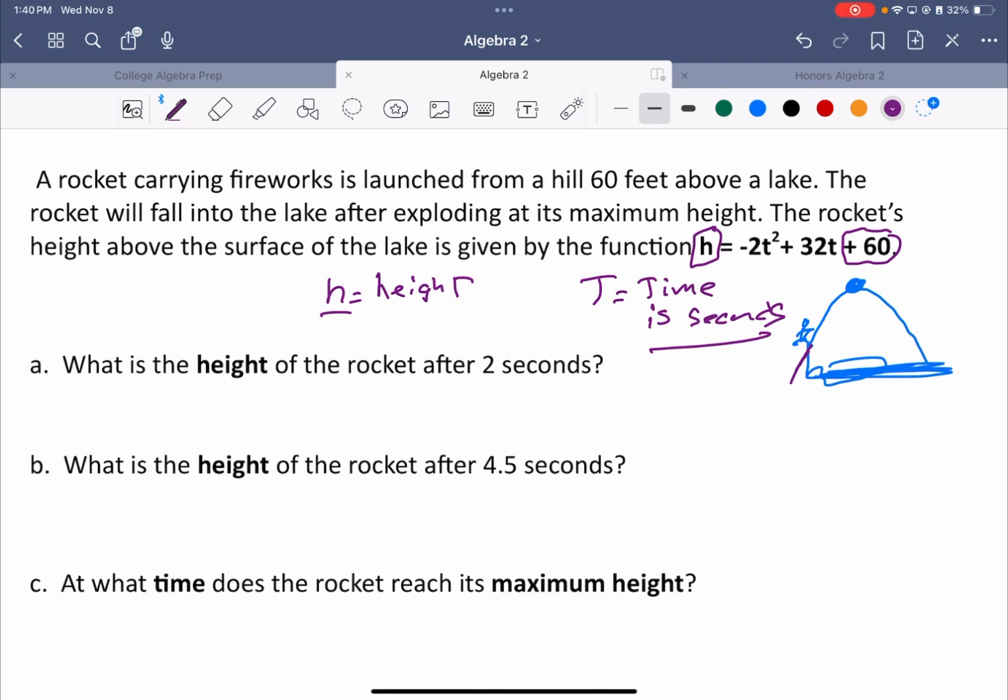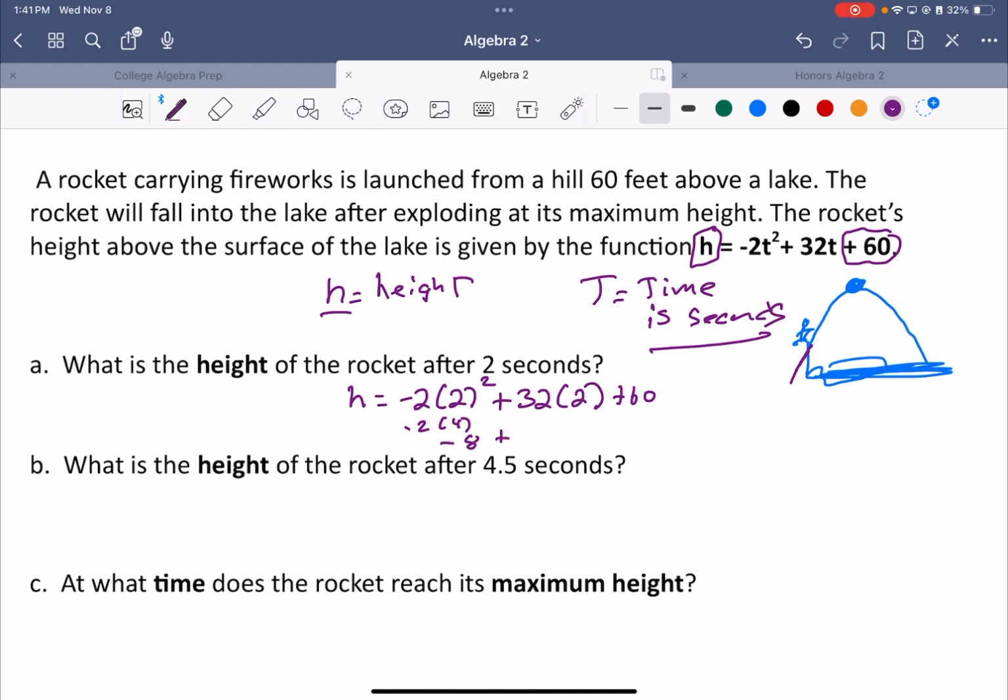Okay, so we know the t value. The t value is 2. So for this question, our height is going to equal negative 2 times 2 squared plus 32 times 2 plus 60. It really has nothing to do with what we've been doing other than evaluating functions. The t value is what's given to us. We just need to plug it in. So now we solve. That's negative 2 times 4, which is negative 8.